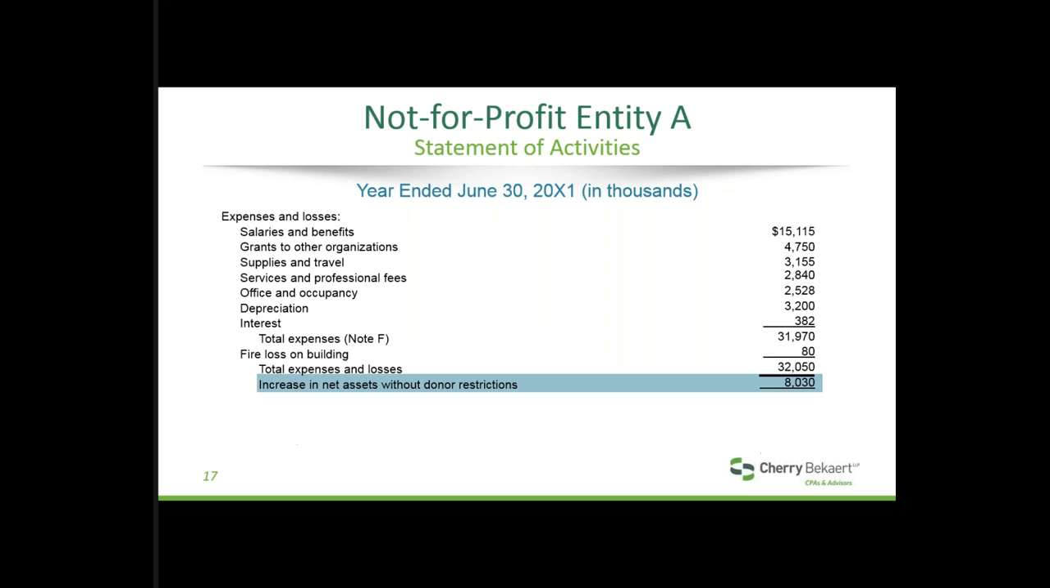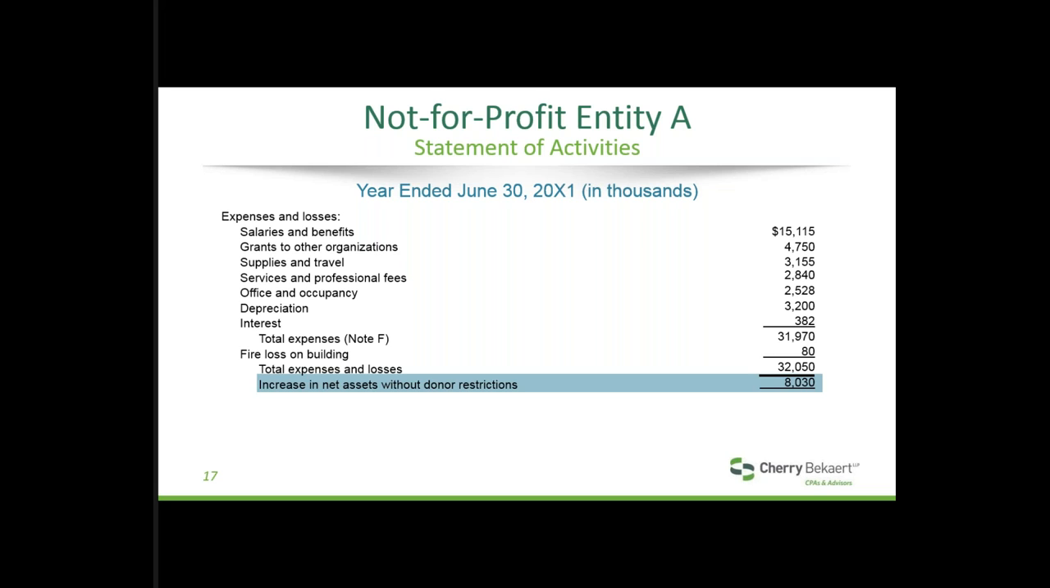And then if we go to the next page, there's just the expenses and losses, and then you get down to your total expenses, and then the next item is the fire loss on building. So that's kind of an example of a non-operating activity. This is very unusual, kind of a one-time, hopefully non-recurring event. So that's shown below the line, as we would say in the for-profit area. And then you have your total increase in net assets without donor restrictions. So it's taking that same concept here and applying items that are operating versus non-operating and differentiating those.